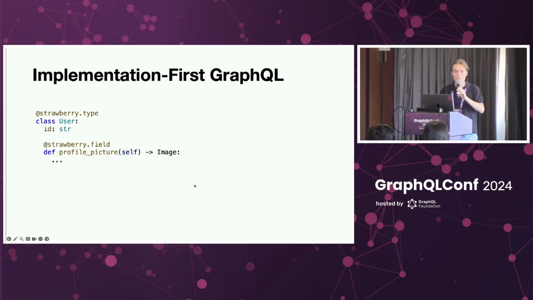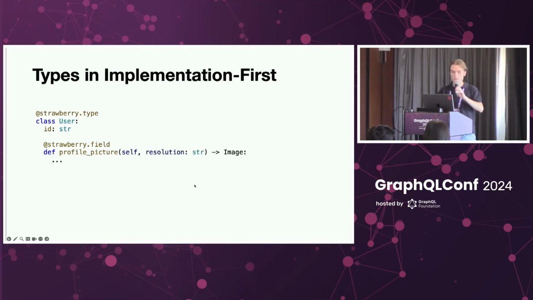As opposed to, for example, traditional schema-first approaches where the root type might differ from the actual type that you receive in your resolver. Another example here, right? This is deviating. I'm sorry about that. So self is guaranteed to be a user object in an implementation-first framework.